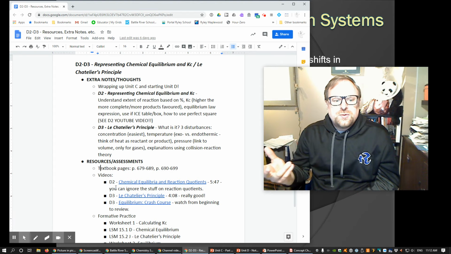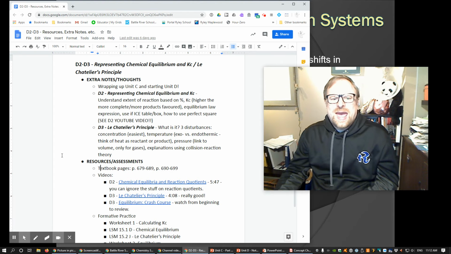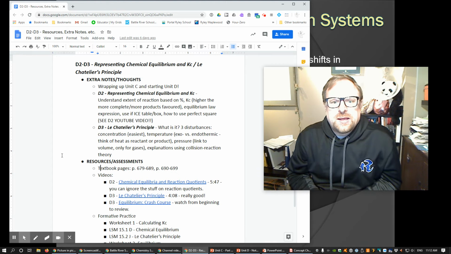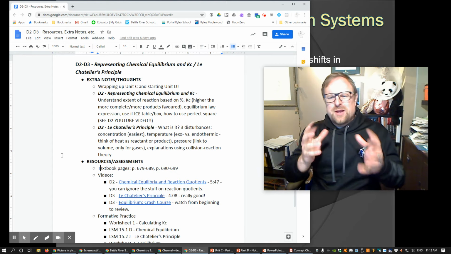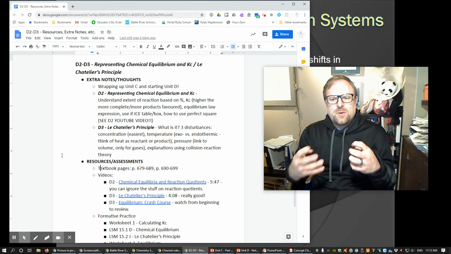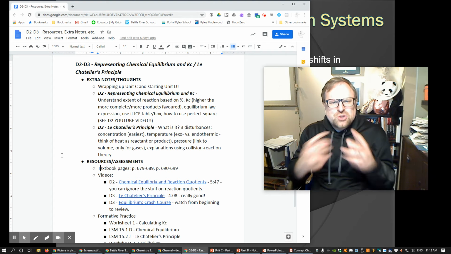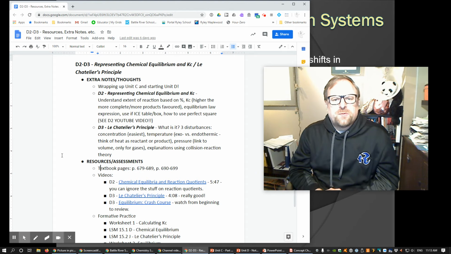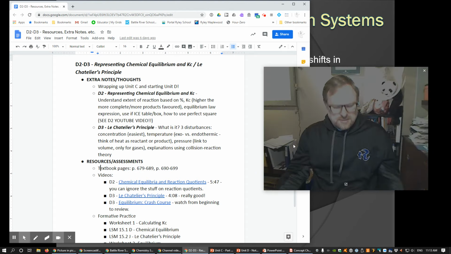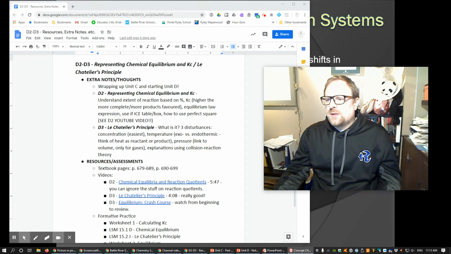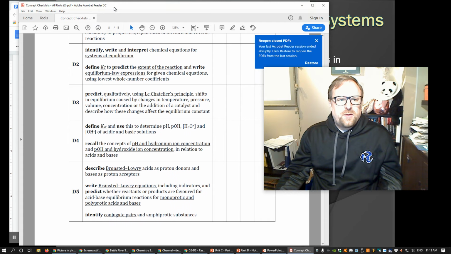What we're going to do today is have a look at Le Chatelier's principle. Le Chatelier's principle helps us understand what happens to a chemical equilibrium when we disturb it, if we alter it in some way, shape, or form. So that's what we're going to be looking at today. I'll quickly call up the concept checklist so we know what we're doing.